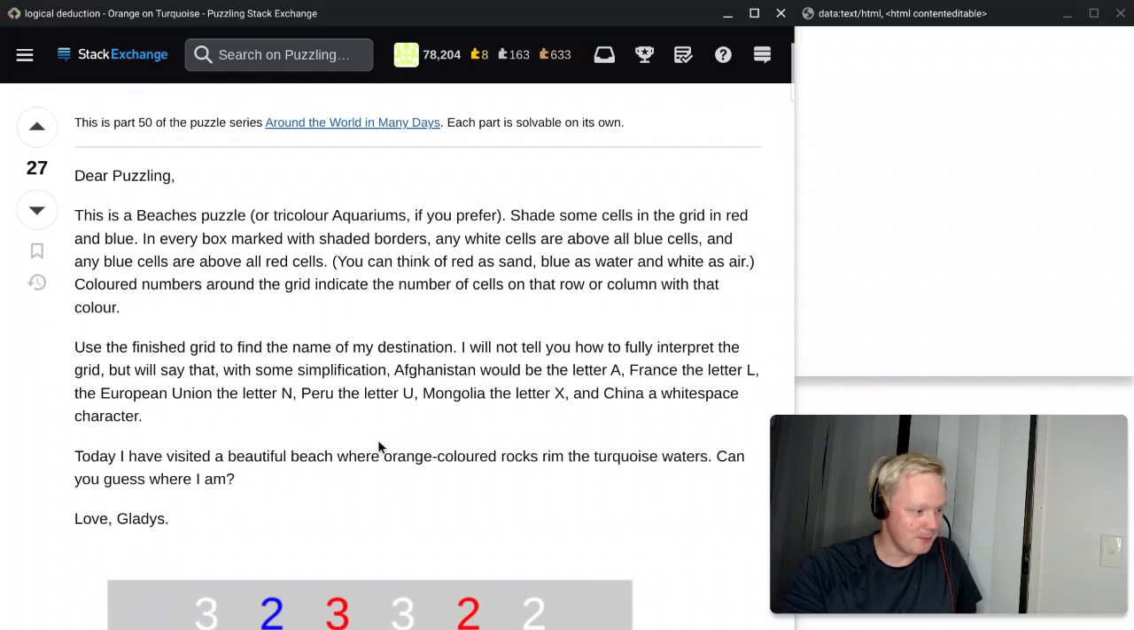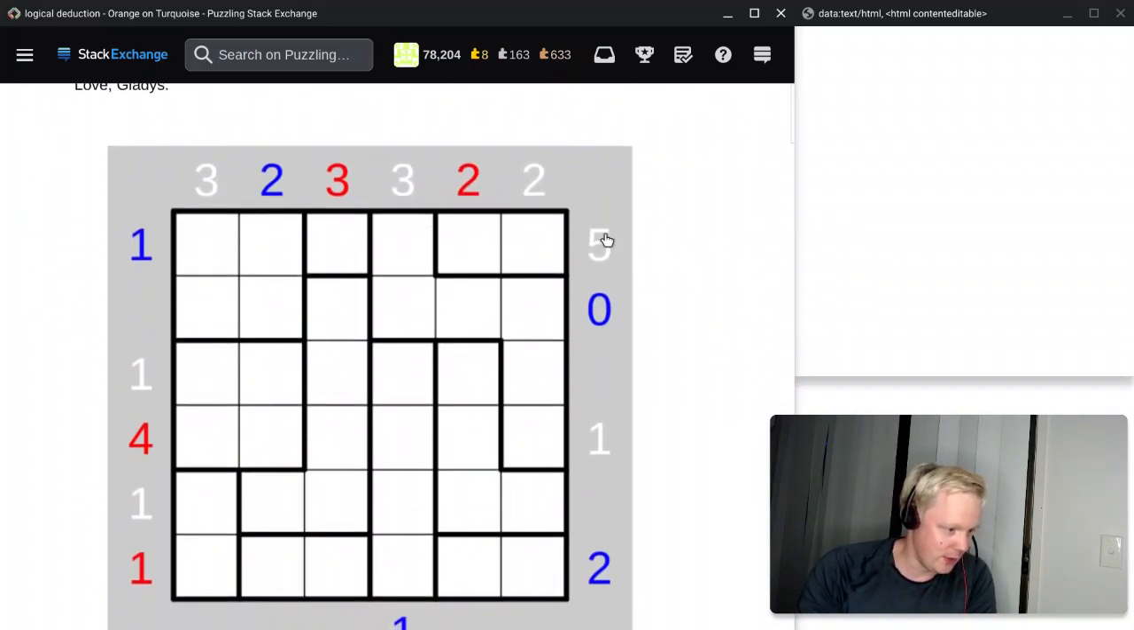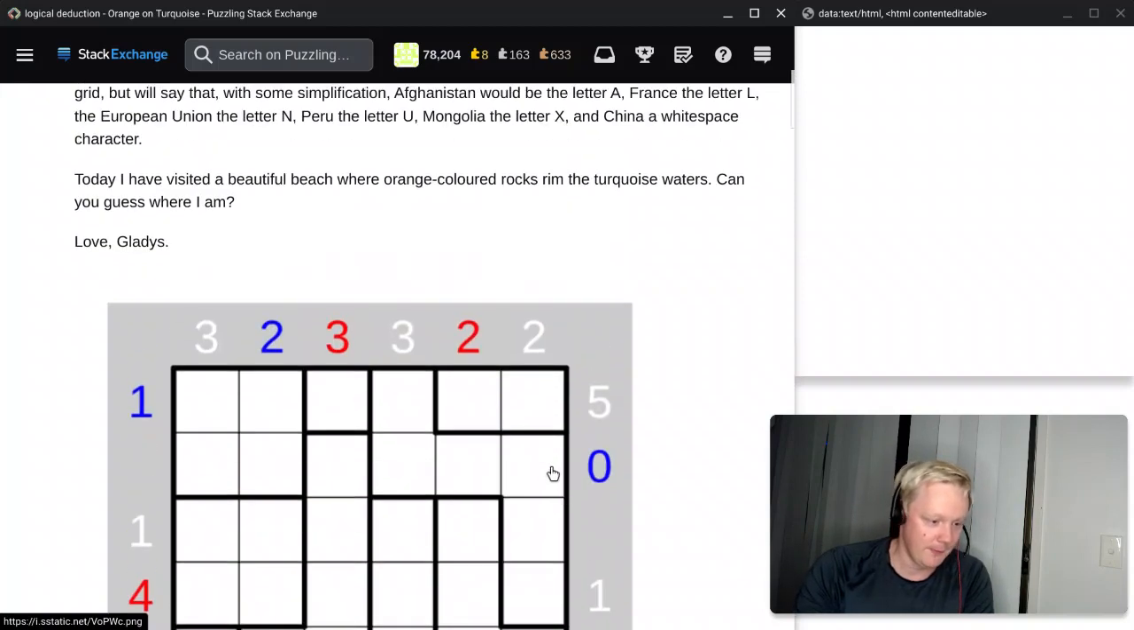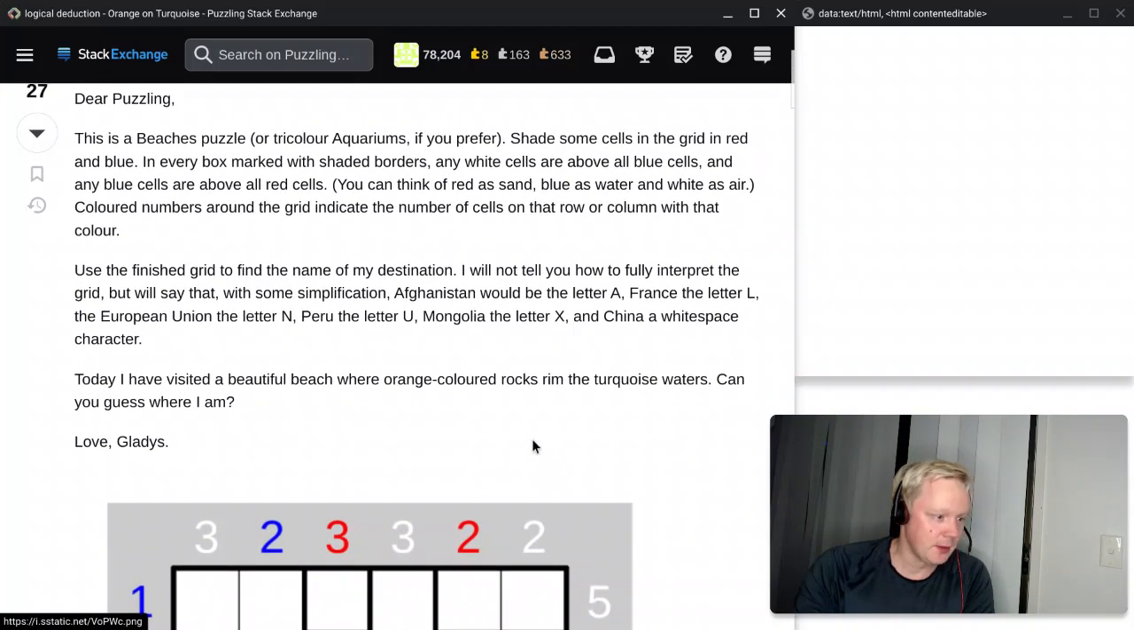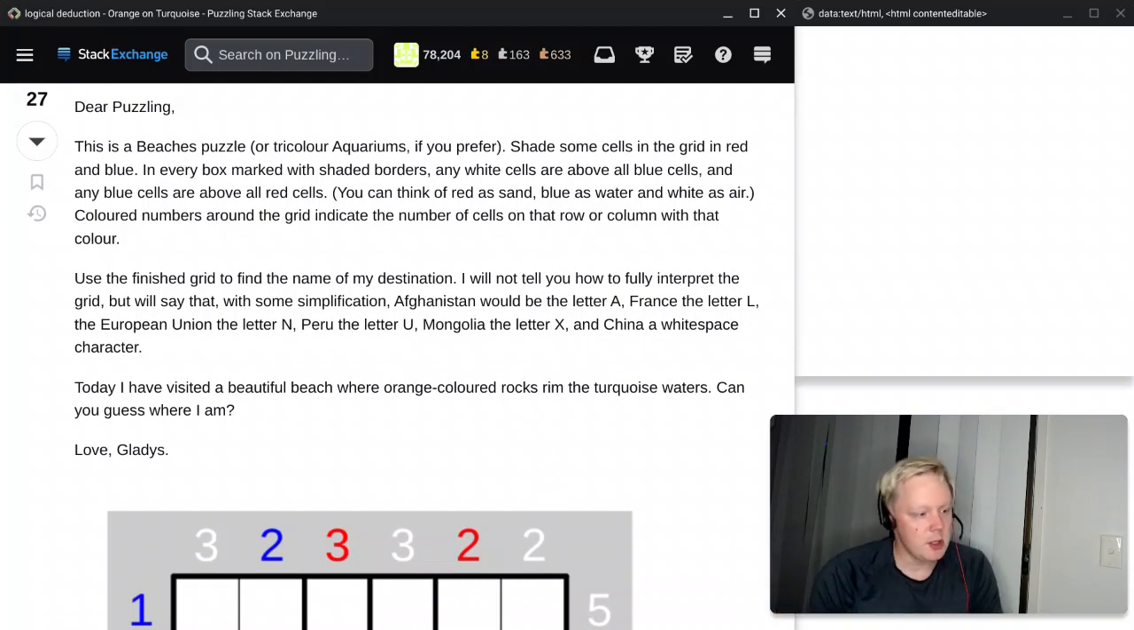Dear Puzzling, this is a beaches puzzle, or tricolour aquariums if you prefer. Let me just show you the grid here. So we have some shaded borders in the grid and then some coloured numbers around it. Shade some cells in the grid in red and blue. In every box marked with shaded borders, any white cells are above all blue cells, and any blue cells are above all red cells. You can think of red as sand, blue as water, and white as air. Coloured numbers around the grid indicate the number of cells on that row or column with that colour.